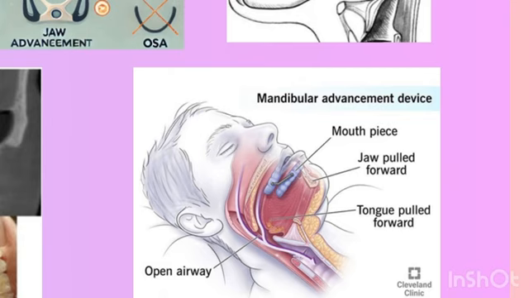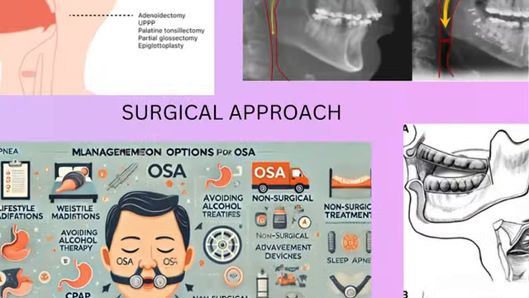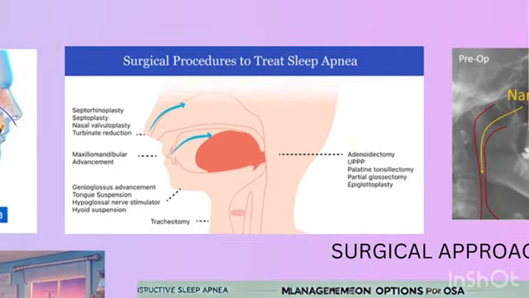Next, we're going to see about the surgical procedures to treat sleep apnea. First, we're going to see uvulopalatopharyngoplasty. The procedure removes the excess tissue from the soft palate, uvula and pharynx to widen the airway. It is suitable for patients with a soft palate obstruction.